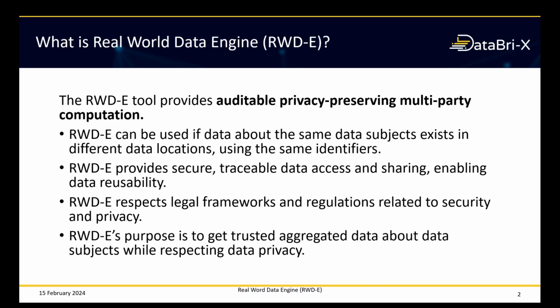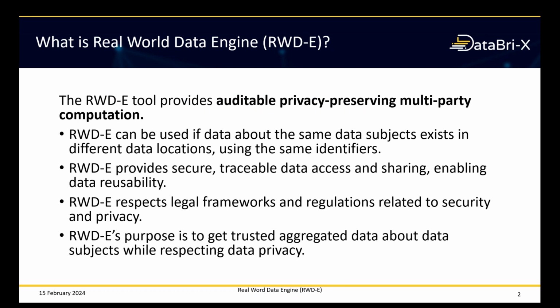Basically, we can use this tool if there is data about the same subjects, but it is kept in separate data locations while using the same identifiers, like personal ID codes or similar. And there are plenty of use cases where data cannot be linked for legal reasons, etc. Real-World Data Engine provides secure, traceable data access and sharing, and thus enables data reusability. We have paid close attention to all the legal frameworks and regulations so that sensitive data could be accessed in a trusted way using this tool.